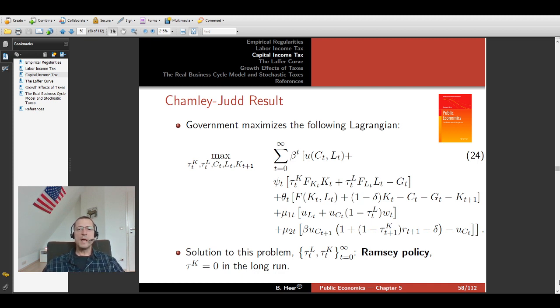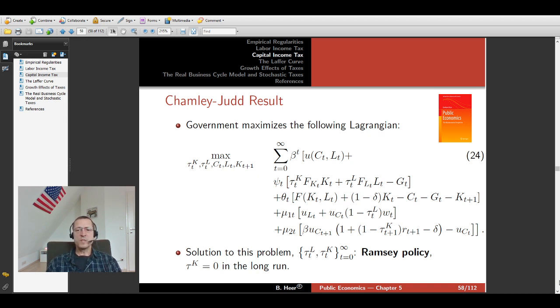Now the Ramsey problem is to maximize household utility subject to the fiscal budget. So this is the constraint with the multiplier psi t, subject to the resource constraint. So this is the constraint with the multiplier theta, and subject to the two first order conditions of the household, equation 21, with the multipliers mu1 and mu2.